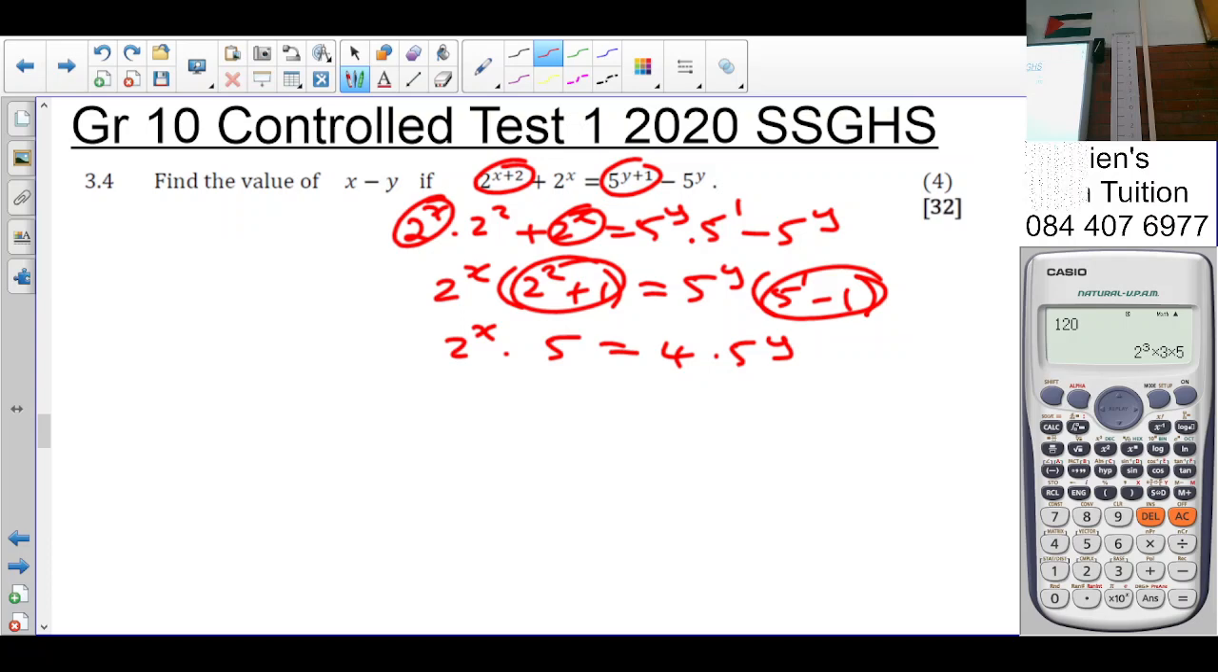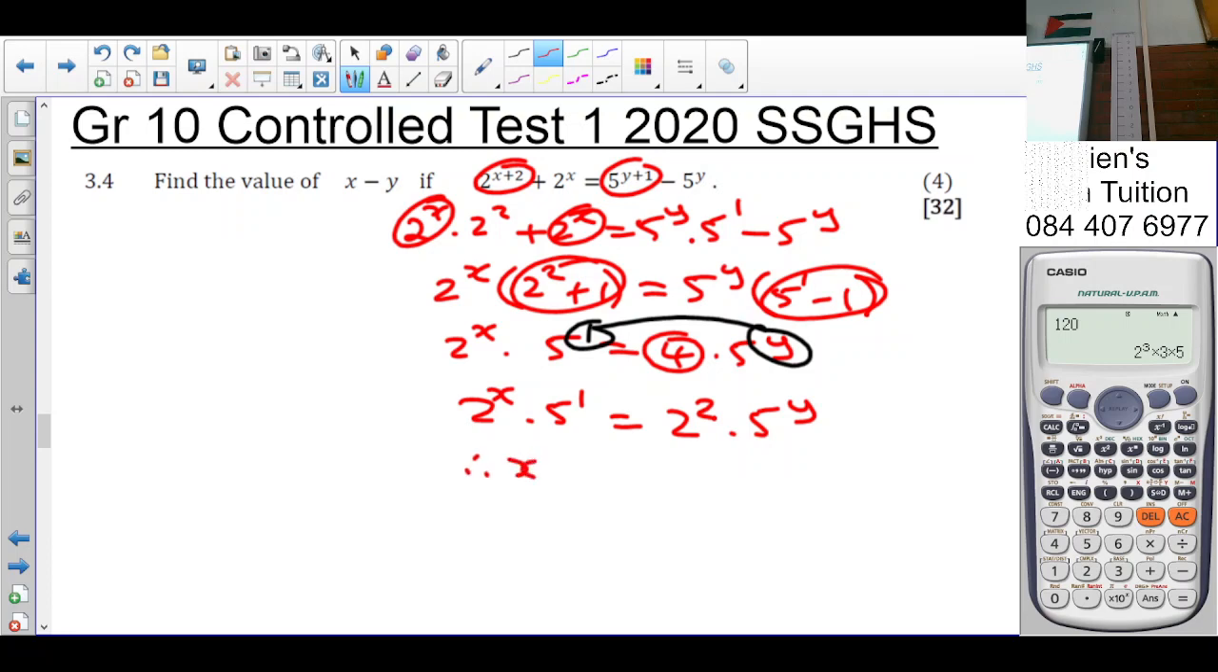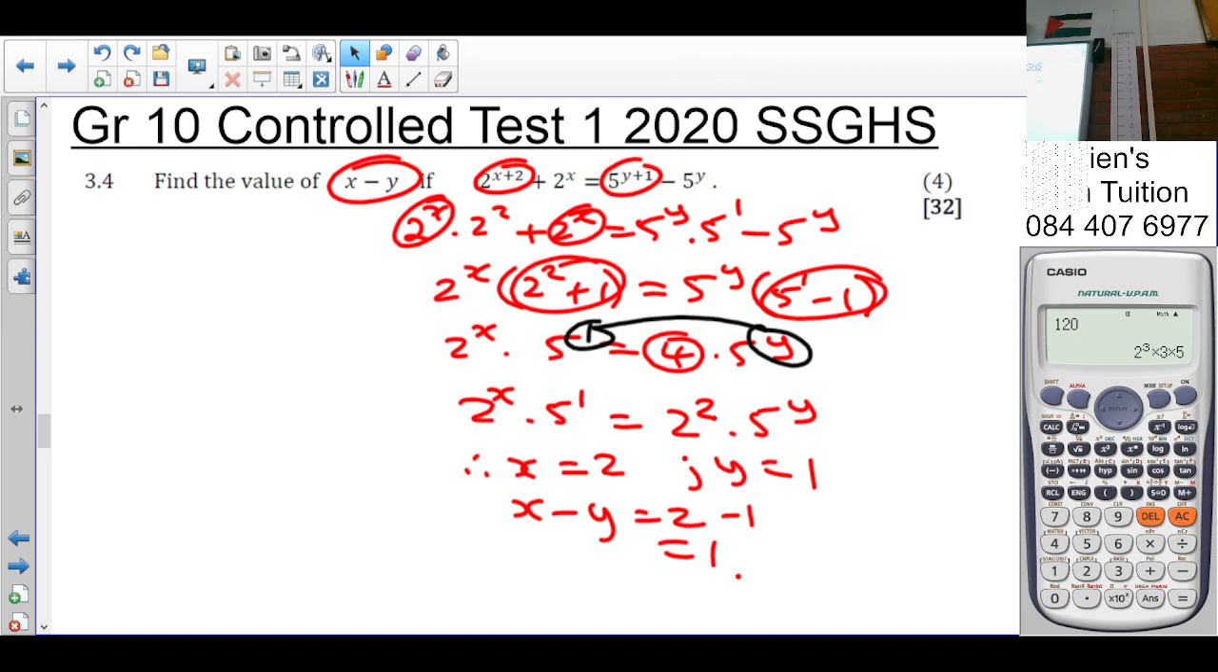Not so? So people, that is the exponent 1. So I know what y is already. Not so? Because we can equate the bases here. So the corresponding exponents will be equal. Not so? So the 4 can be written as what? 2 squared. So therefore x is equal to 2, and y is equal to 1. So the question is, what is x minus y? So it's going to be 2 minus 1, which is 1. So x minus y is just simply 1.